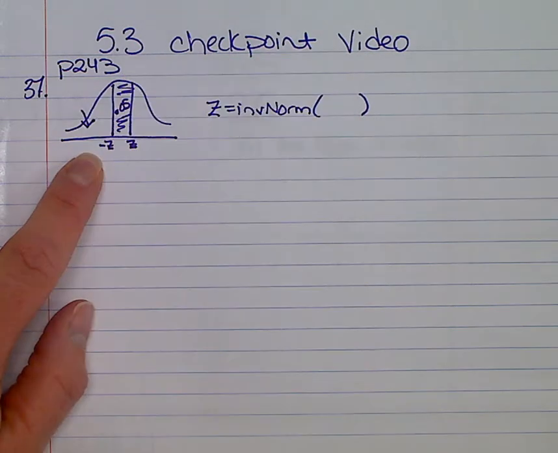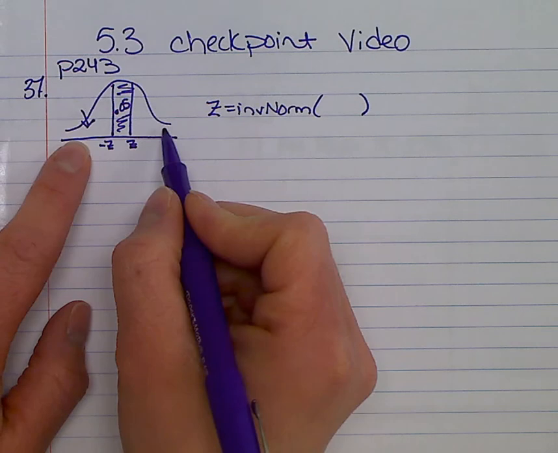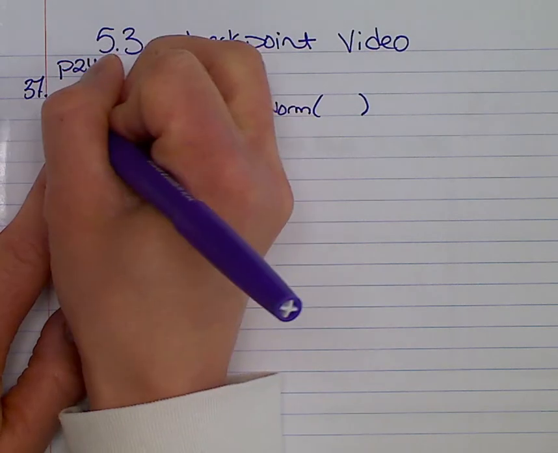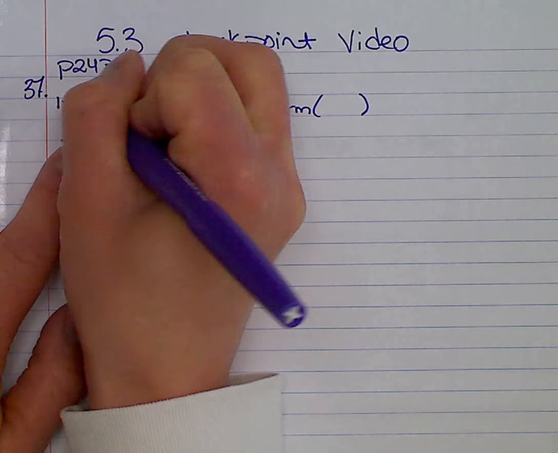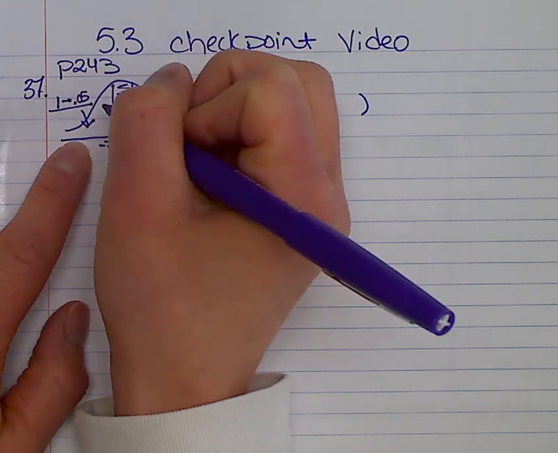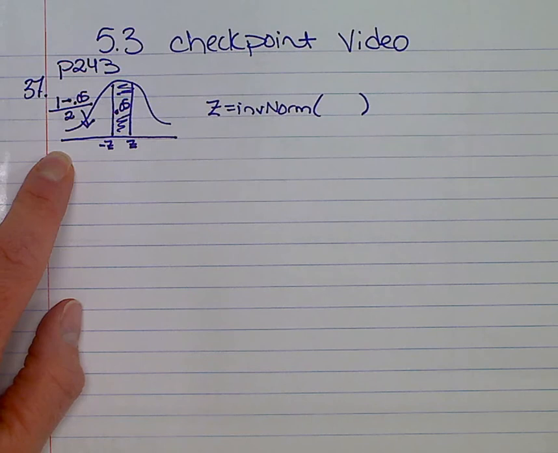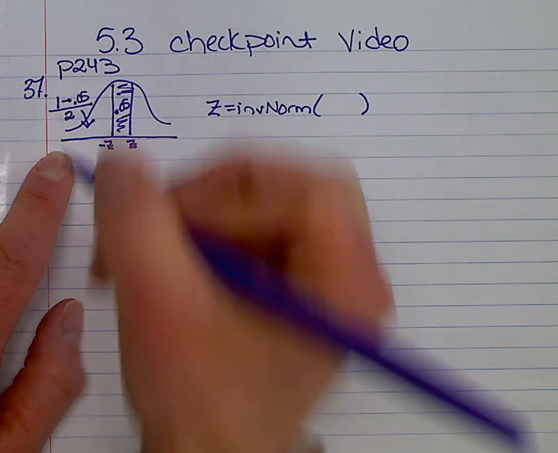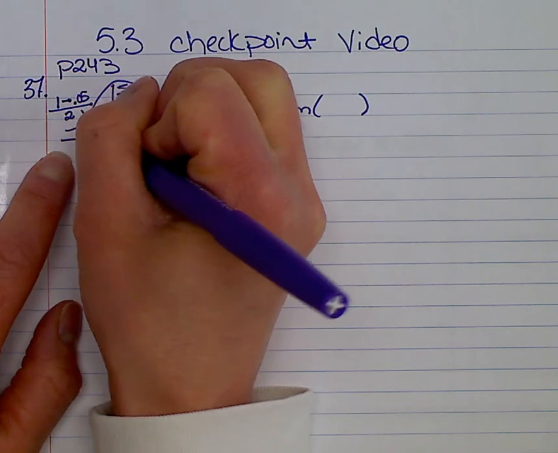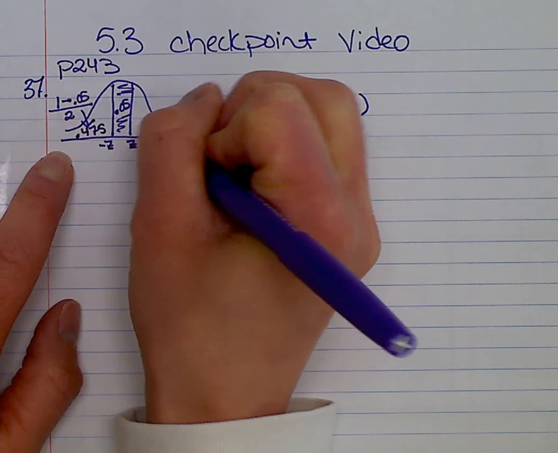Well, properties of the normal curve, we know the whole curve is 100%. We could take away the 5% in the middle, and that's 95%. 95% divided by 2 leaves us with 0.475% actually in each of our tails.